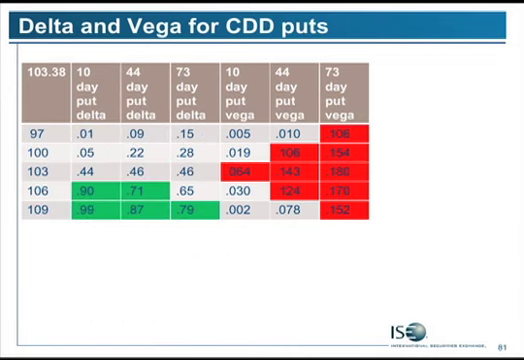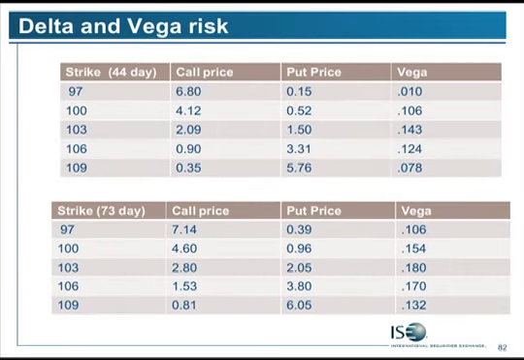Delta and Vega for puts. So if you're looking at the deltas, the in-the-money options are going to have deltas that are high, and the Vegas that are actually pretty low. As I move down in delta, I start to increase my Vega, and my Vega is going to be greatest at the money. So the greatest risk for volatility is buying an at-the-money option. Delta and Vega risk. So here we are with the options, 97 all the way through 109s, the 44-day options or the 73-day options. A couple of things I always look at are what the option prices are, and I want to know what the Vega is.